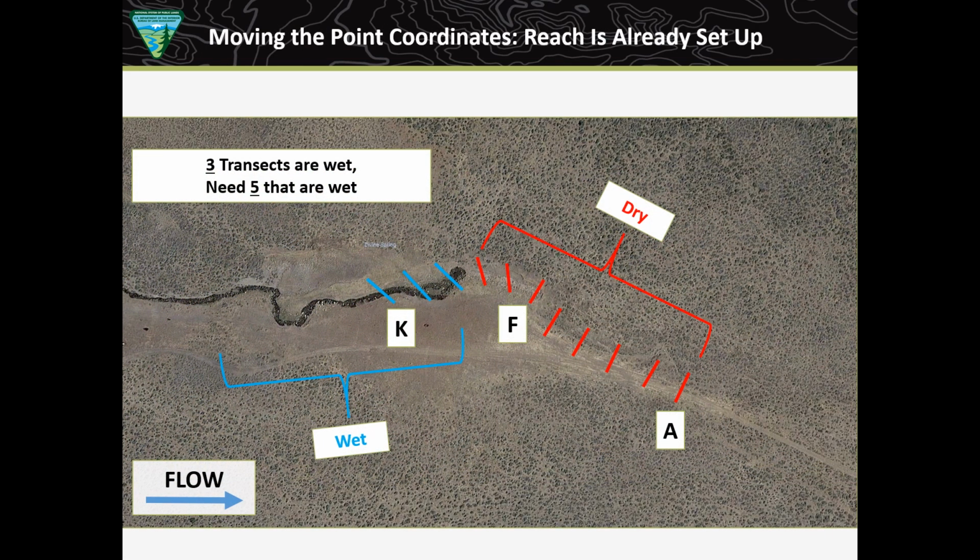If the point coordinates do need to be moved, it is important that they are not moved any further than absolutely necessary. They should be moved up or downstream until there are 5 sampleable transects that meet the appropriate criteria. For example, this reach is partially dry. 8 of the 11 main transects are dry and 3 are wet. Upstream of the dry section, the stream is constantly wet, so the point coordinates should be moved upstream.